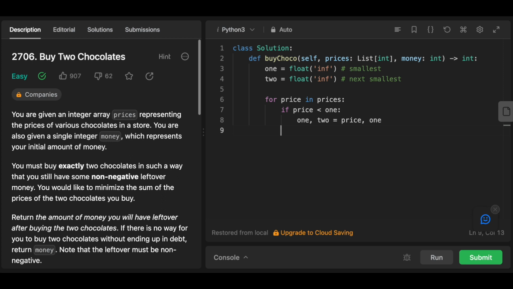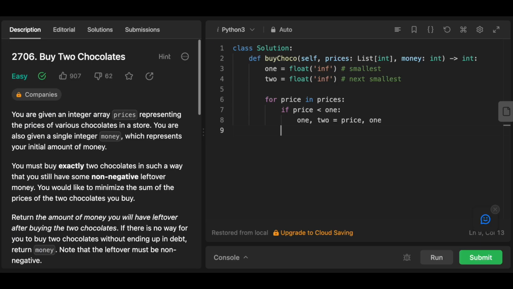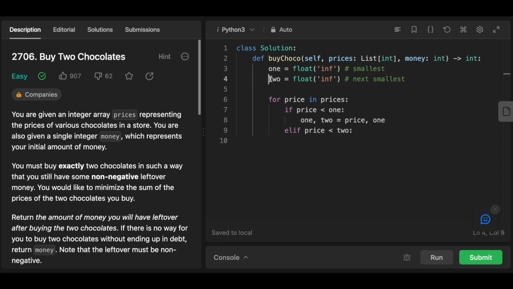All right, and then is that all we did? We update wherever it's less. Oh, okay, there's a second thing. Otherwise, if price is less than 2, then we can update 2 to the current price because this price may not be less than 1, but it is less than 2. So we update it accordingly. Now at the end of this loop, 1 and 2 will hold the 2 smallest prices in prices.